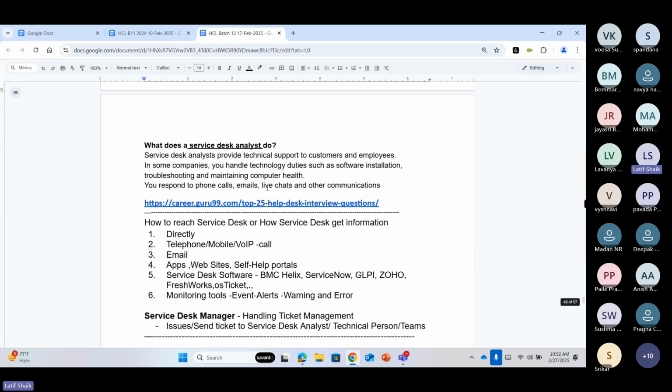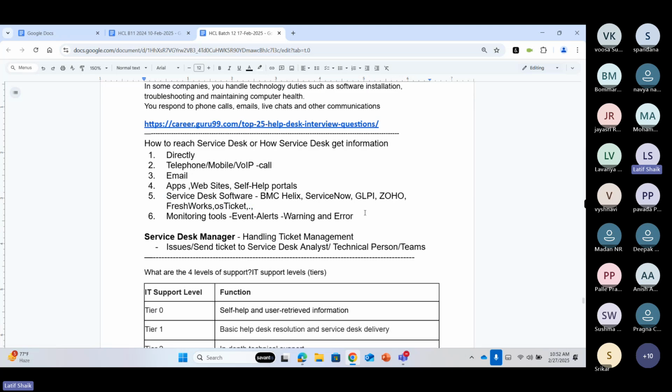Service desk analyst roles we already discussed. Just a quick review: how does someone reach the service desk, or how does the service desk know? Someone may require support, maybe they got an issue, or some requirements, some change requirements, some access permissions required. How does the service desk know? Only if the service desk knows can it pass it on to the IT employees, right? So how can we reach the service desk?